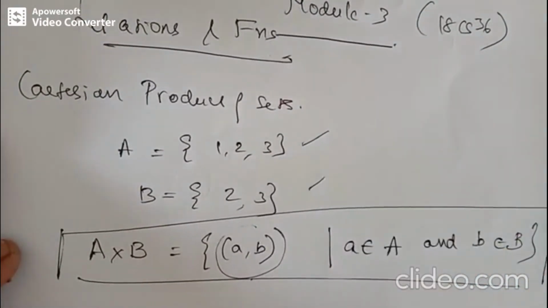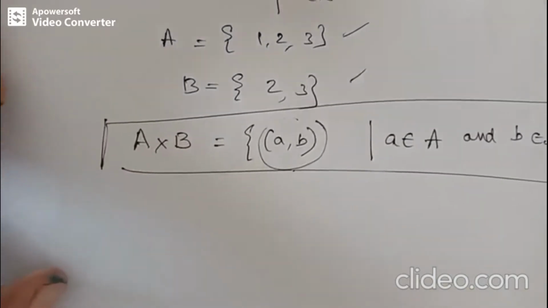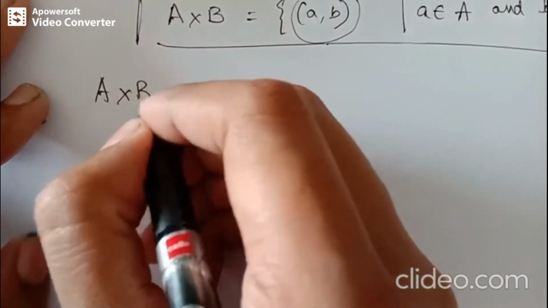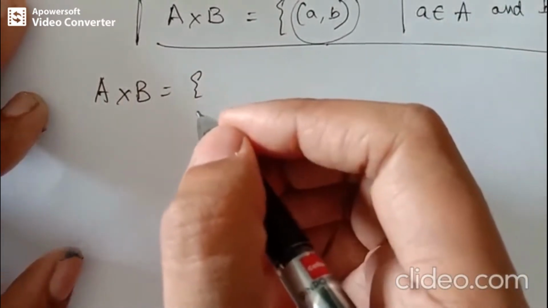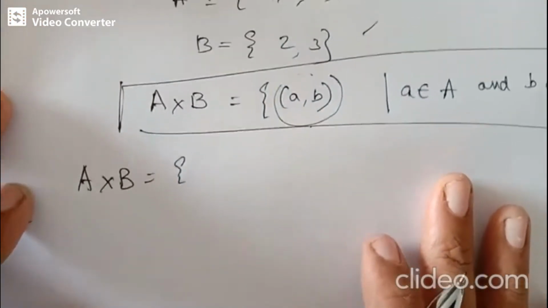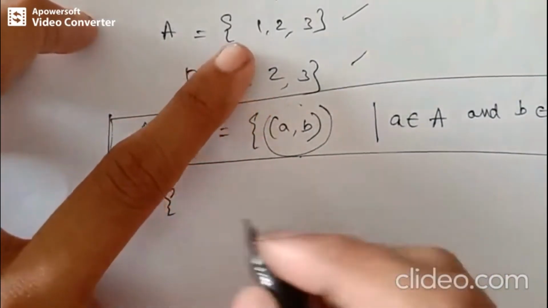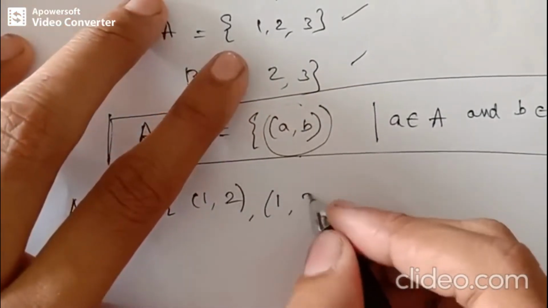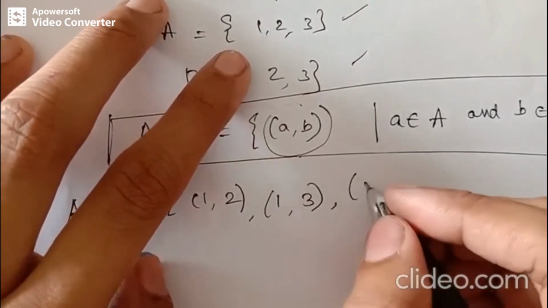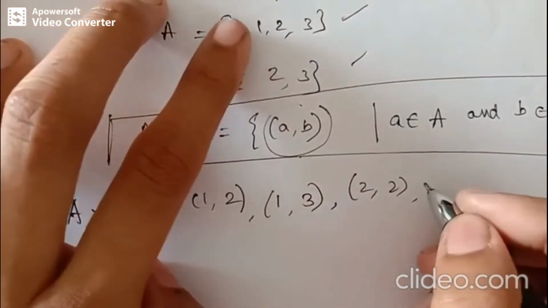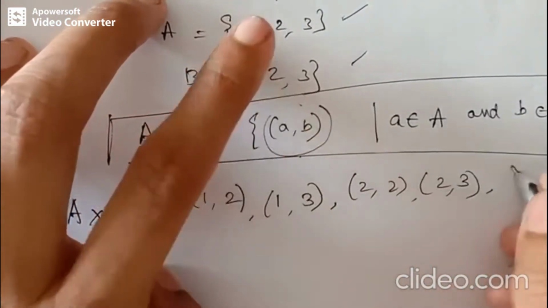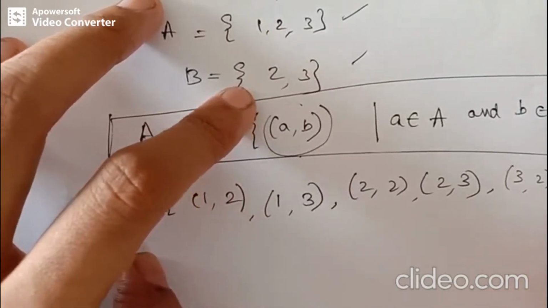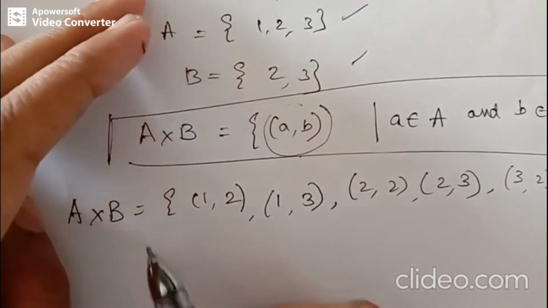Let's take two examples here. How can we find out the cross product or the Cartesian product? Here A cross B will be the set of all ordered pairs where the first element belongs to the first set. So the ordered pairs will be (1, 2), then (1, 3), then (2, 2), (2, 3), (3, 2), and then (3, 3). So we have A cross B.